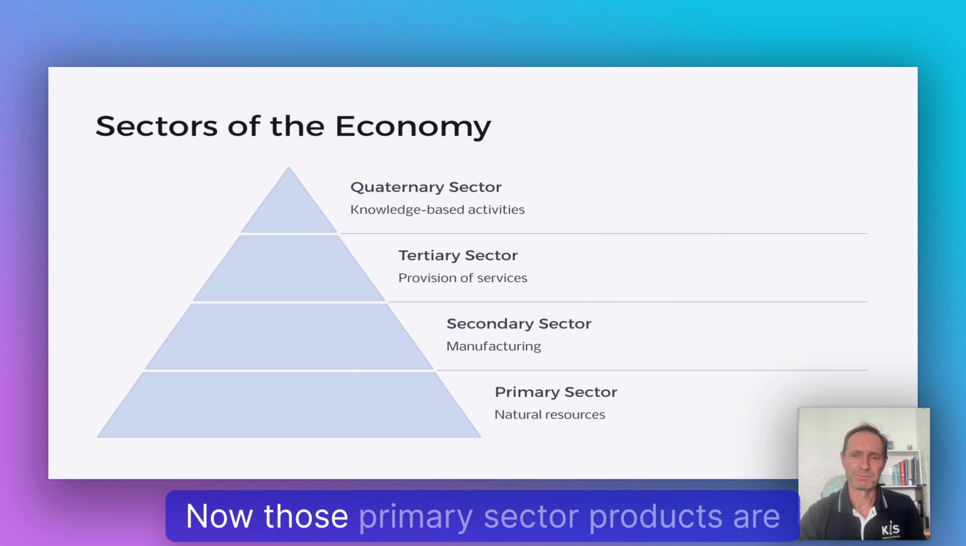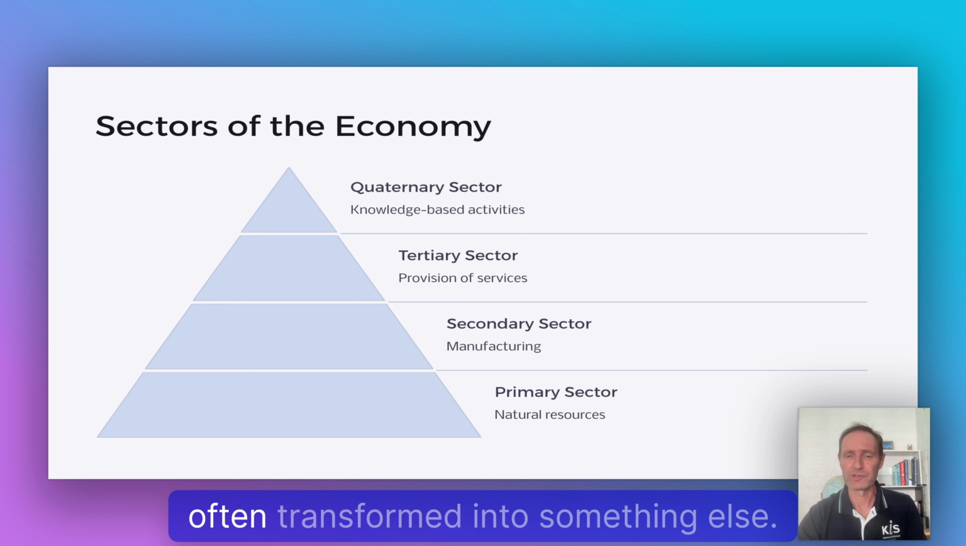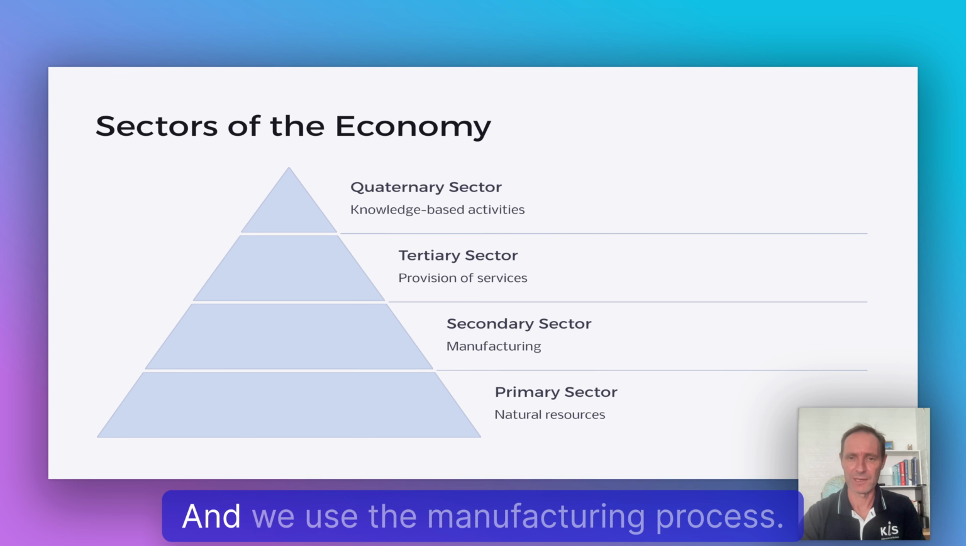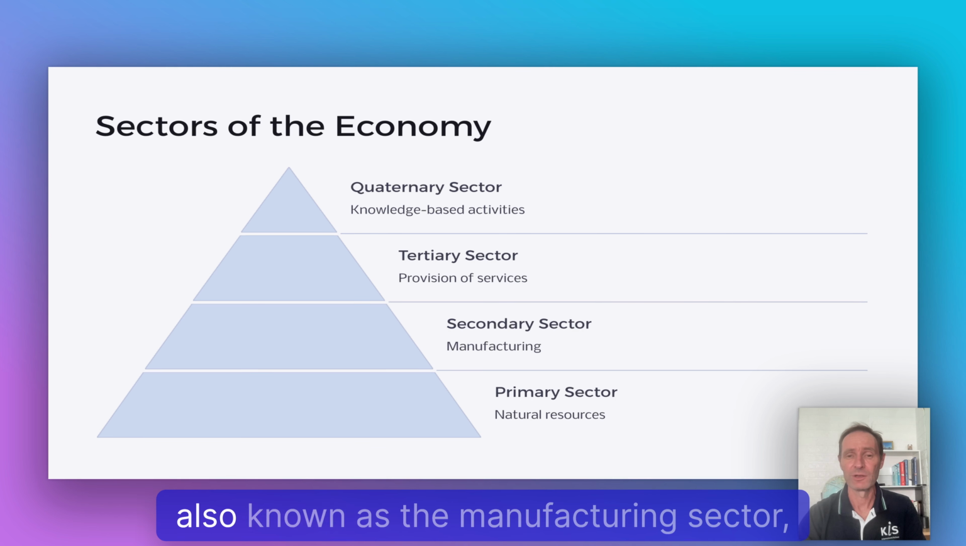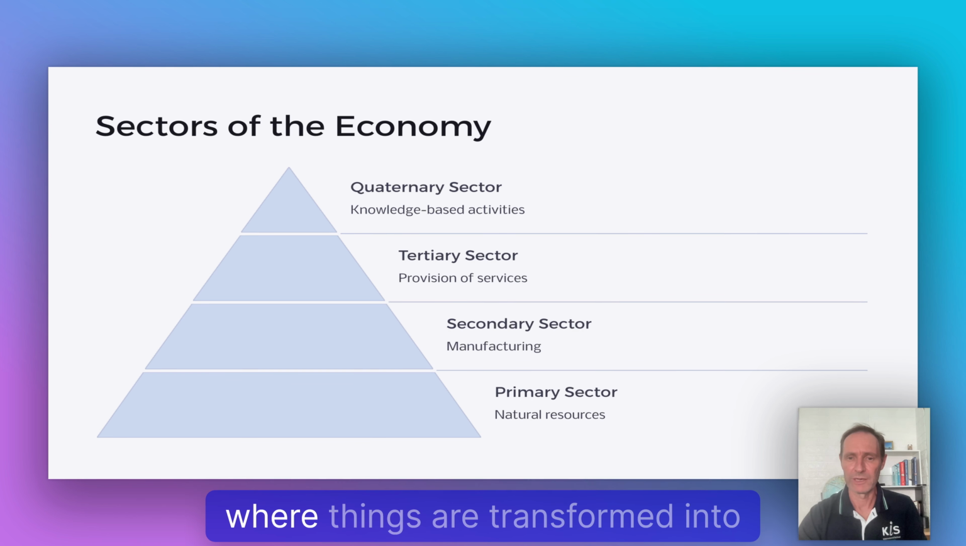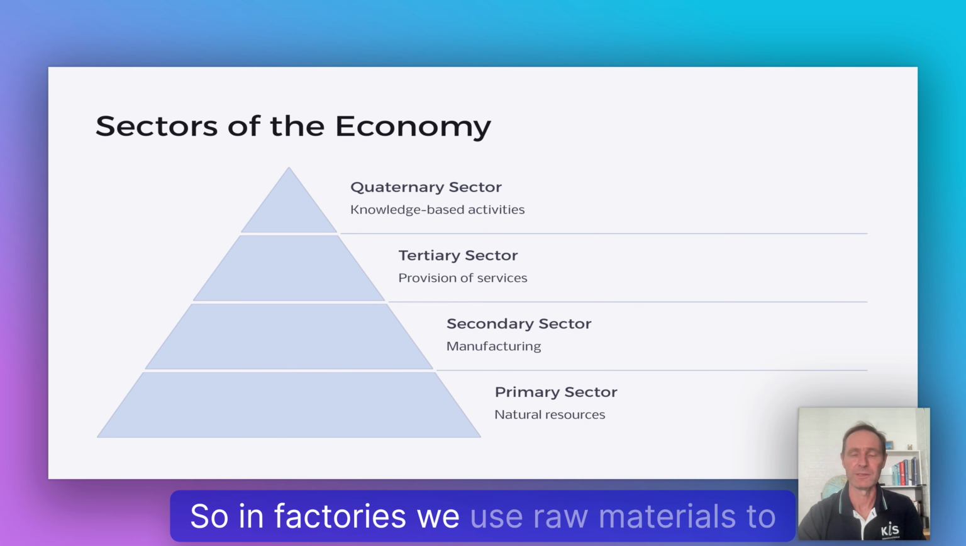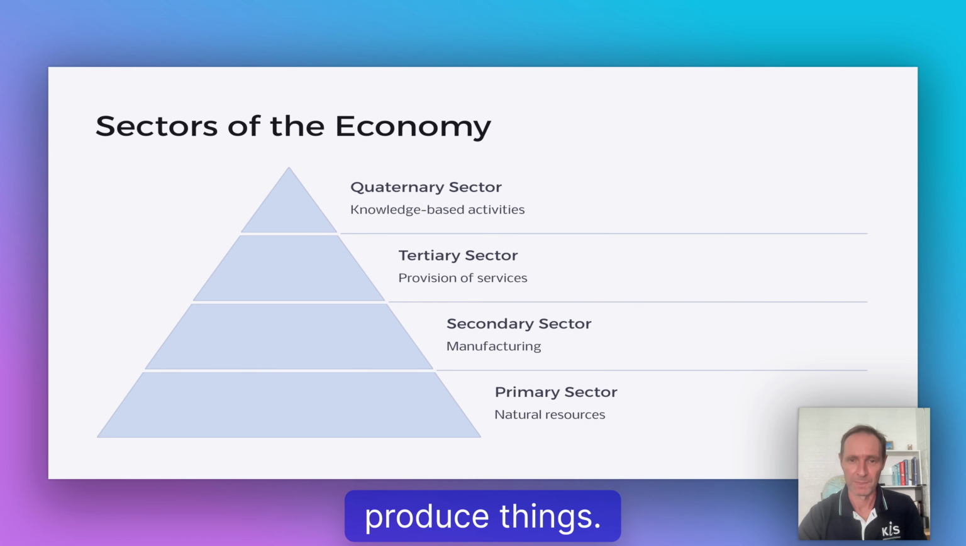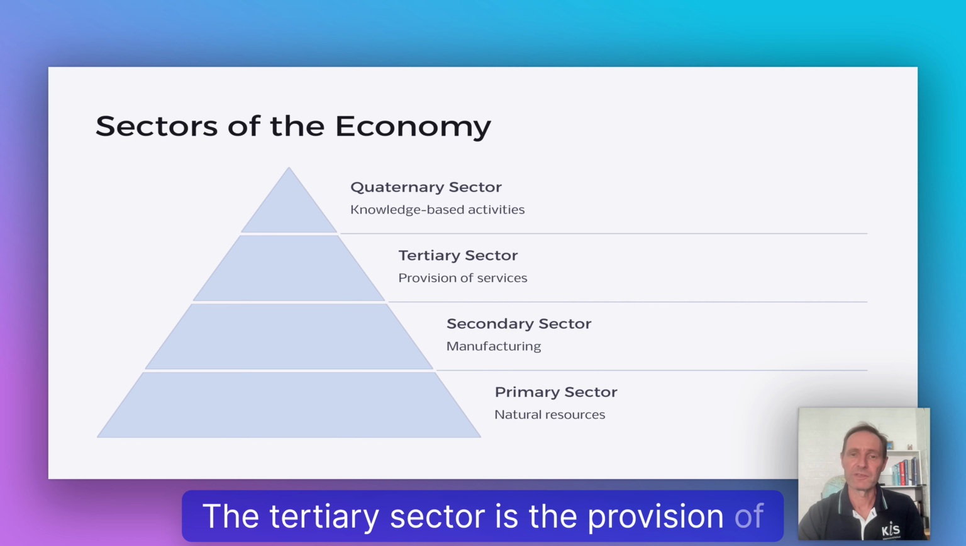Now, those primary sector products are often transformed into something else, and we use the manufacturing process. So we have the secondary sector, also known as the manufacturing sector, where things are transformed into something else. So in factories, we use raw materials to produce things. The tertiary sector is the provision of services.